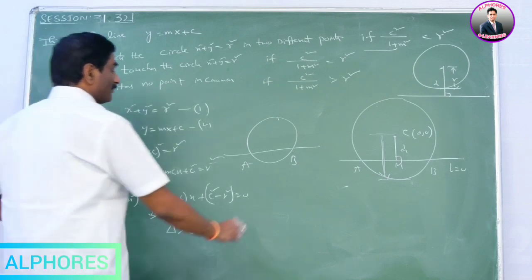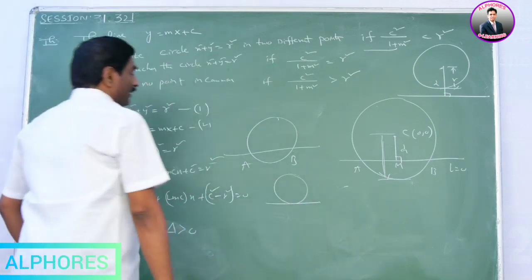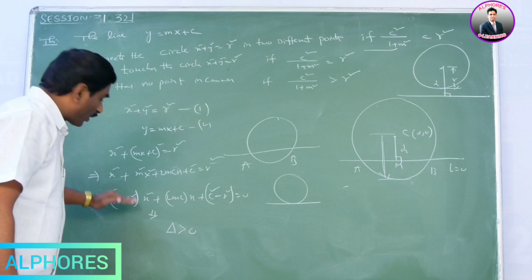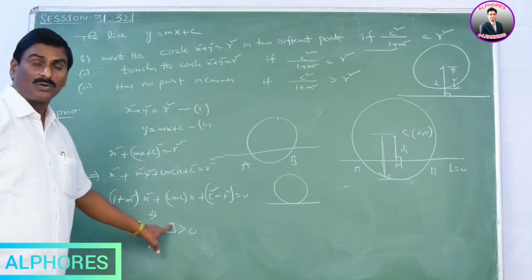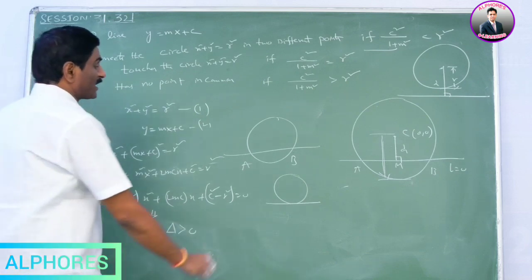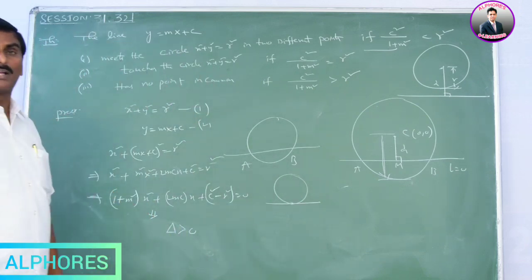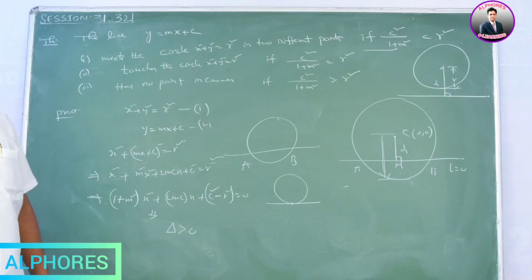If this line touches the circle, then by solving these two equations, it is also a quadratic. We have only one solution. One solution means delta is equal to 0. One solution means x1 is equal to x2, that means both roots are equal. Both roots are equal means delta is equal to 0.